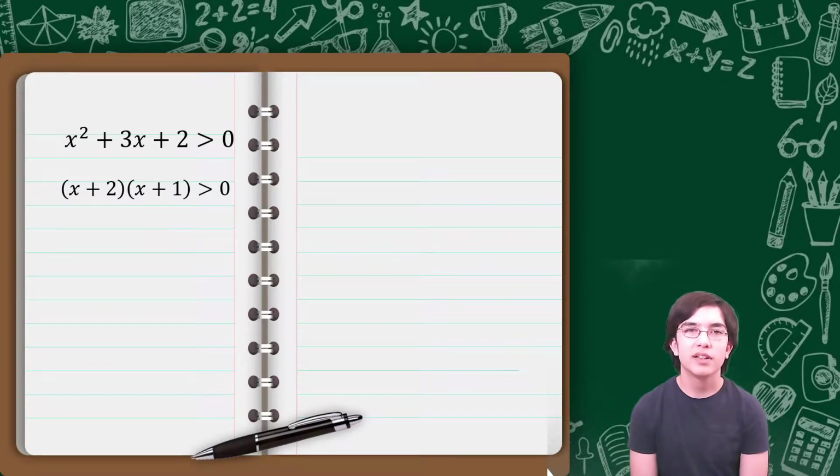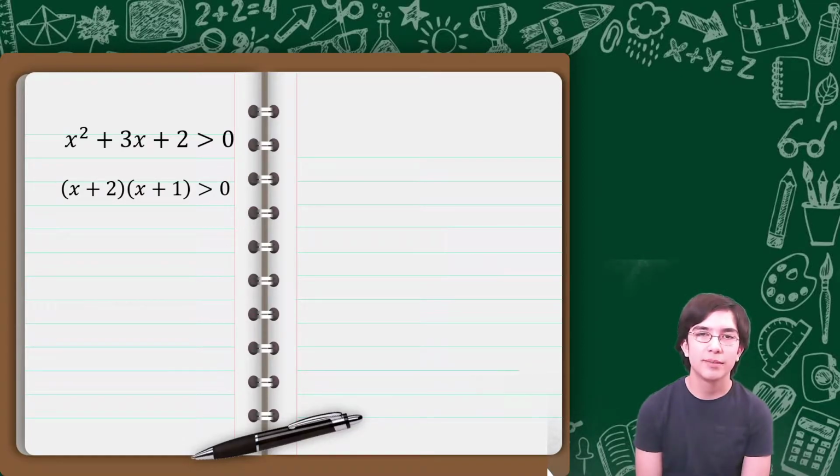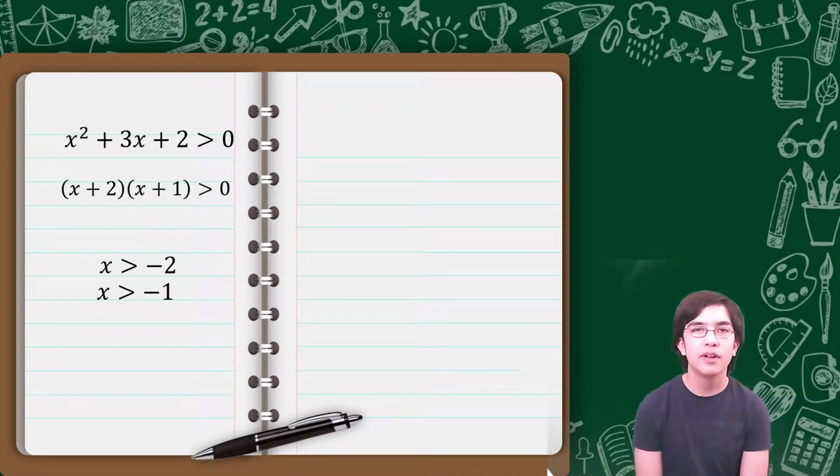So take this one, x squared plus 3x plus 2 is greater than 0. This would go to x plus 2, x plus 1 is greater than 0 if we factorized it. And instead of having x equals something, we have x is greater than something. So x is greater than negative 2 and greater than negative 1.